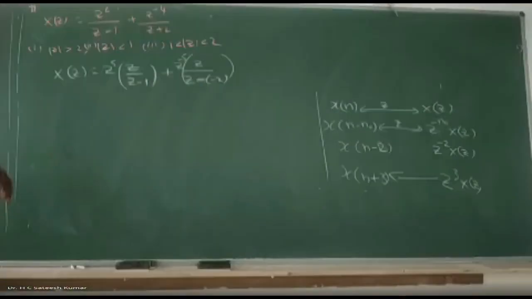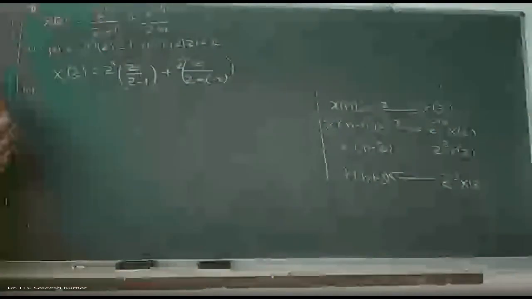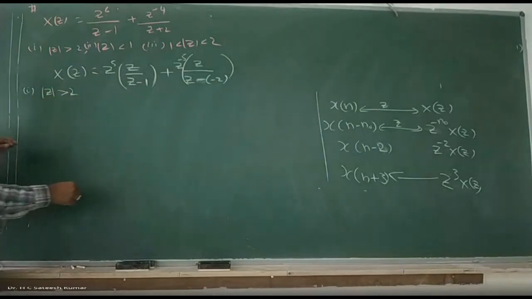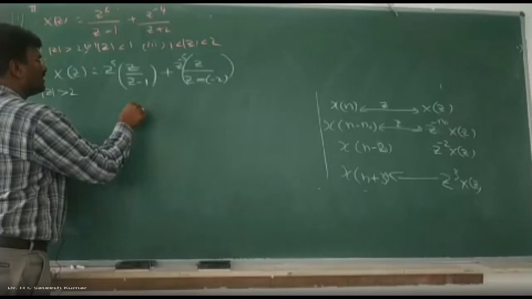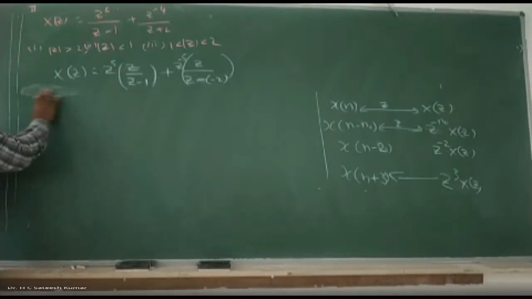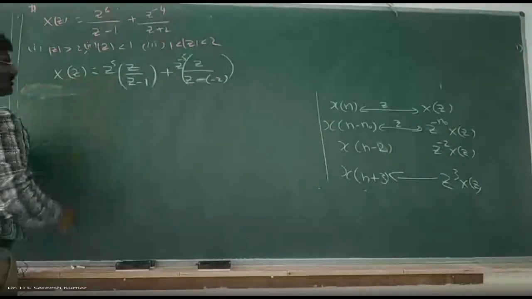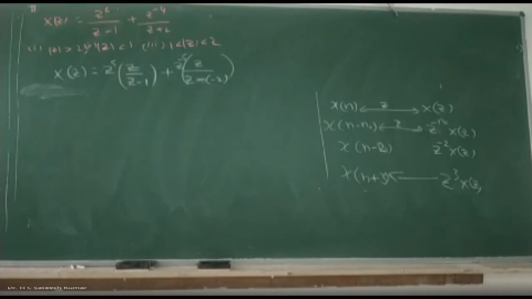But the ROCs are different. So now what should you do? Take the first case. Take the inverse Z transformation of it, with ROC mod Z greater than 2. First you take the inverse Z transformation of it, in each case you should take it. And what should you do?